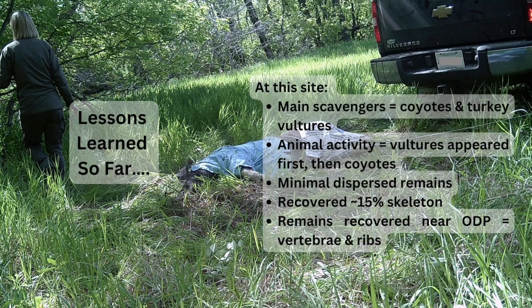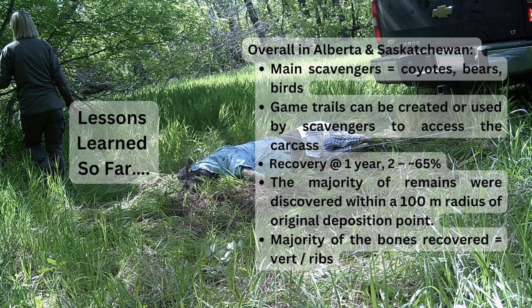So what do we know so far? At this site, the main scavengers are coyotes and turkey vultures. The vultures appeared first, and then the coyotes appeared after. The remains we recovered were about 15% of the skeleton, and we recovered mostly ribs and vertebrae near the original deposition point.